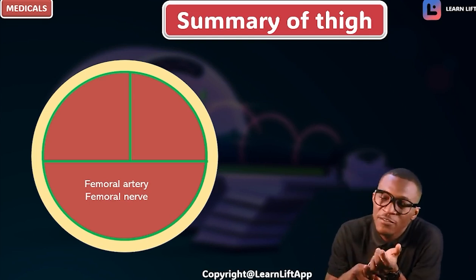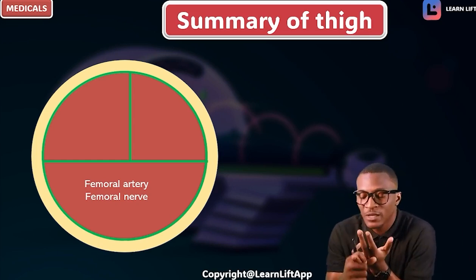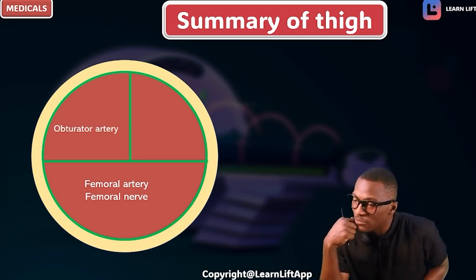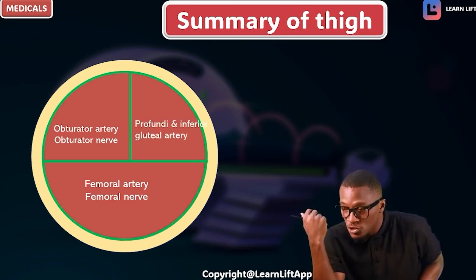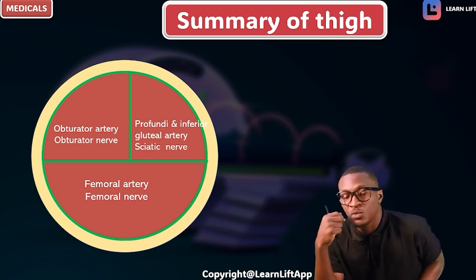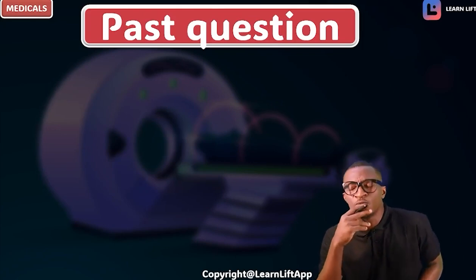While for your posterior, we have the profunda femoris artery. We also talk about the inferior gluteal artery, while for the nerve, we talk about the sciatic nerve. So for medial, obturator artery, obturator nerve. For posterior, we have the profunda femoris and the inferior gluteal artery, and also the sciatic nerve. Do you understand? This is the summary for your thigh.